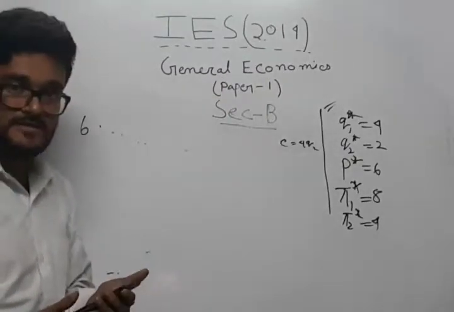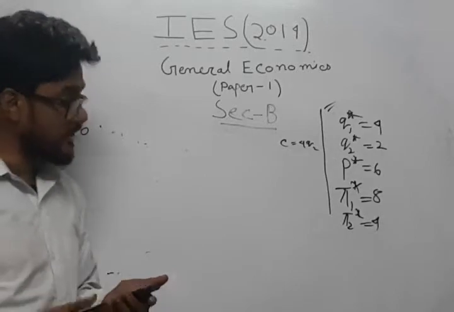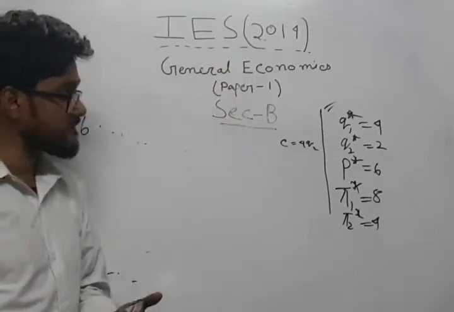So in today's class we talked about Section B of IAS 2014 General Economics Paper 1, Section B, question number 6. In the subsequent videos we'll continue our discussion with the IAS 2014 paper.